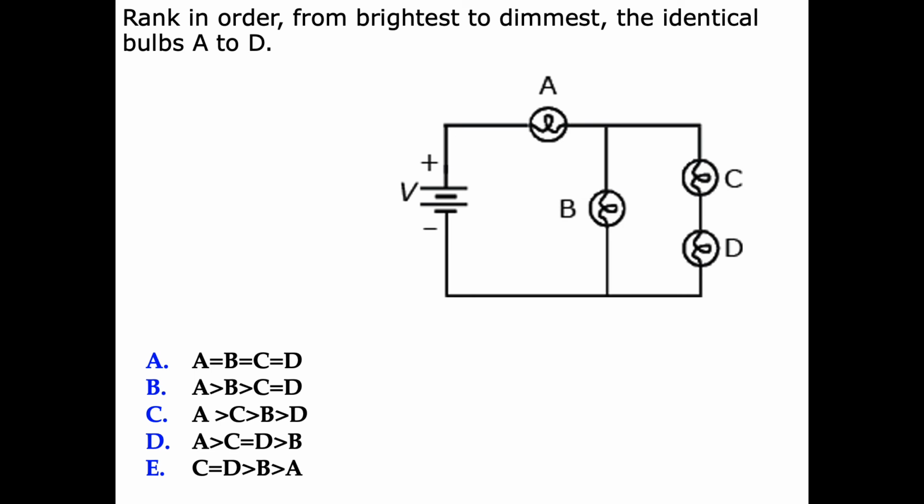So anybody want to explain their choice? Yeah, there's a lot going on. I'm getting a little lost, but I think brightness would be a function of current, and A is getting the full current of the circuit, so it should be the brightest. Okay, that's correct. It has to be, right? It's getting all the current. And as far as the other three bulbs are concerned, current is being shared between C and D, so they would be dimmer than B. Correct.